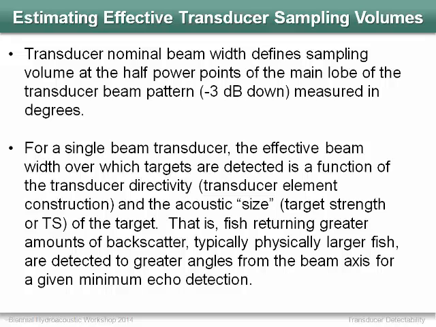But that's how they're defined. But for a single beam transducer, the effective beam width over which you're going to detect a fish is a function of that transducer directivity, how that element is built, the diameter of that element. Really, you can think of that as the focus of your flashlight, and the target strength of the target, and that is a larger fish, a bigger reflector, will be seen further off axis than a small fish.